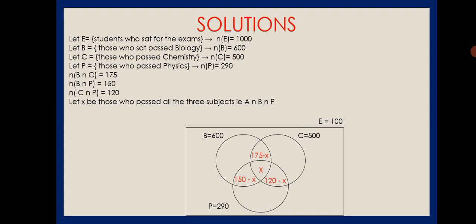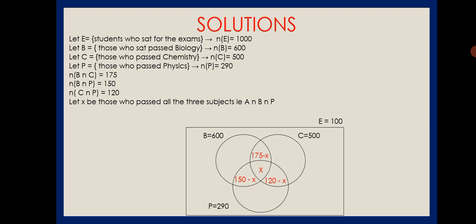Students, we write our solution. We select the universal set, our mother set: students who sat for the exams. N standing for the number of students, that's the number of the universal set, is equal to 1,000. That's one of the data we have from the question.